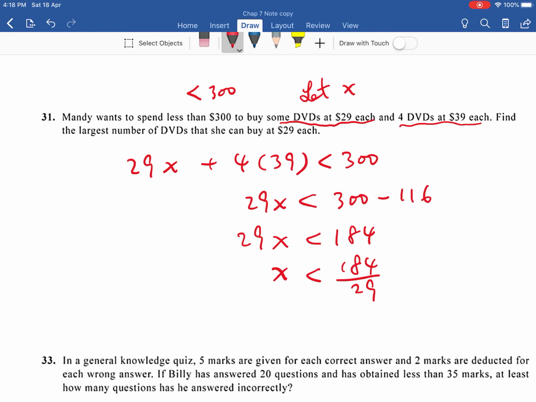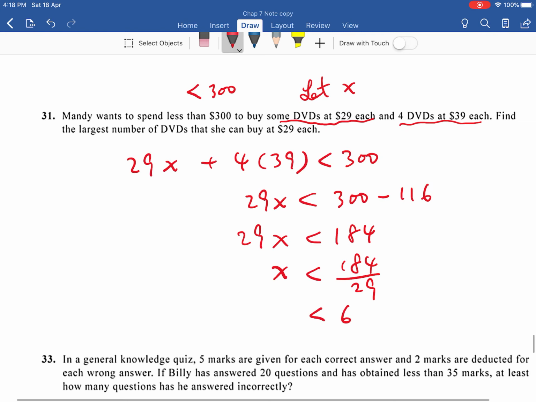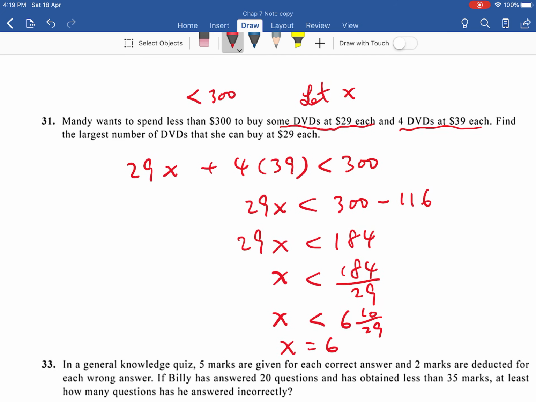let's see the answer. It is 6 and 10 over 29. So what you're going to choose is x equals 6. You cannot choose x as 7. Therefore the number of $29 DVDs is 6.